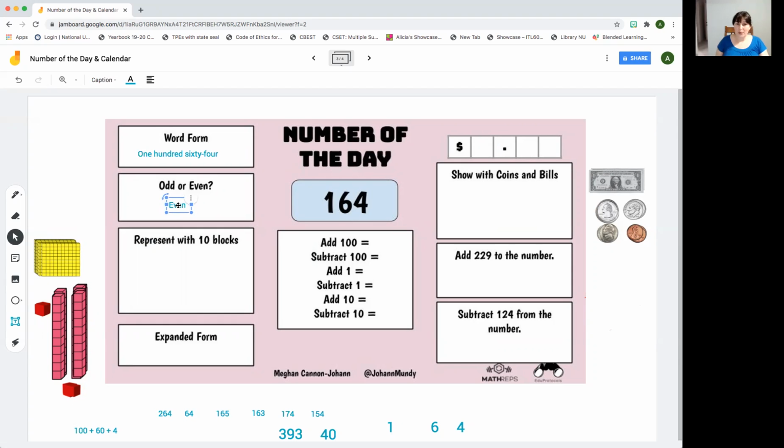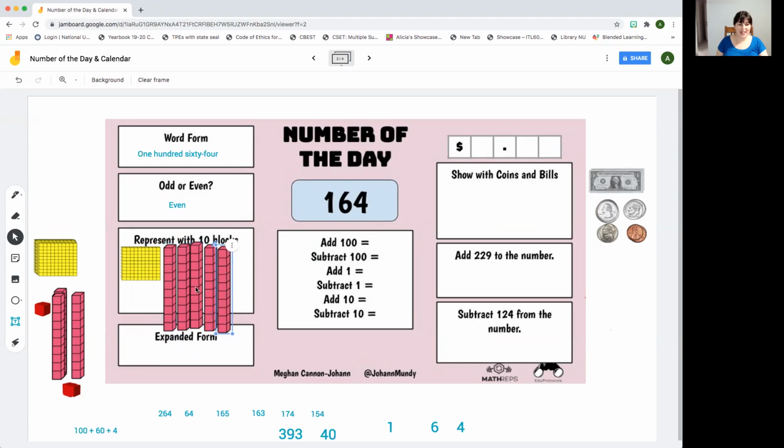Now I'm going to represent it with blocks. I have my hundreds and my tens and my ones. So I'm going to start with 164. 10, 20, 30, 40, 50, 60, and I'm going to add my ones, which I have 4 of. 1, 2, 3, and 4.